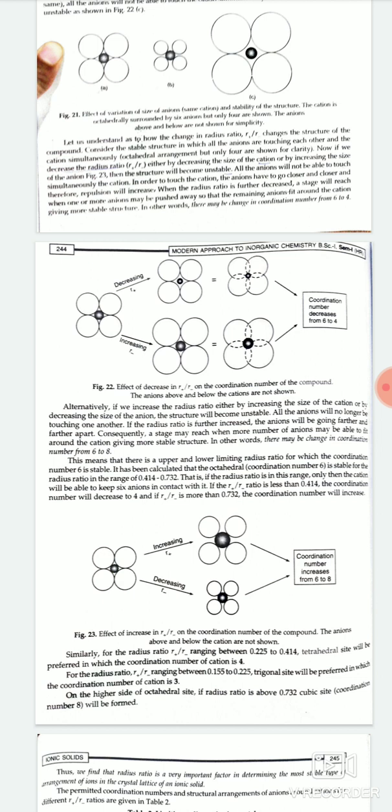It has been calculated that the octahedral coordination number 6 is stable for the radius ratio in the range of 0.414 to 0.732. That is, if the radius ratio is in the range, only then the cation will be able to keep 6 anions in contact with it. If the r+ divided by r- ratio is less than 0.414, the coordination number will decrease to 4, and if the radius ratio is more than 0.732, the coordination number will increase.